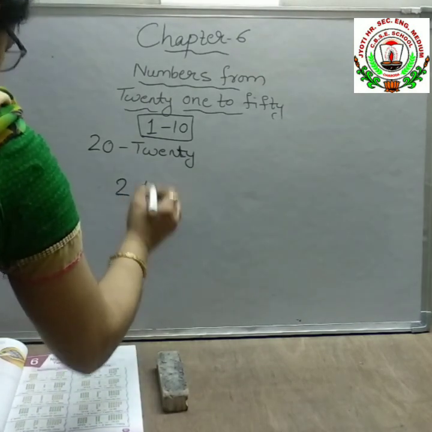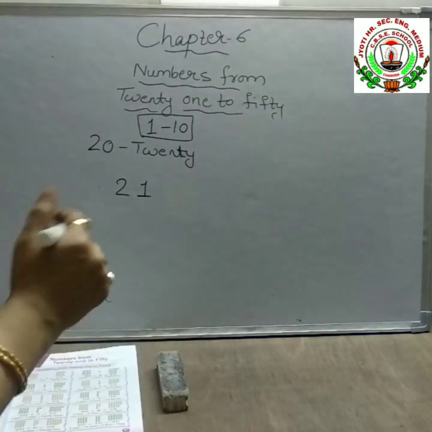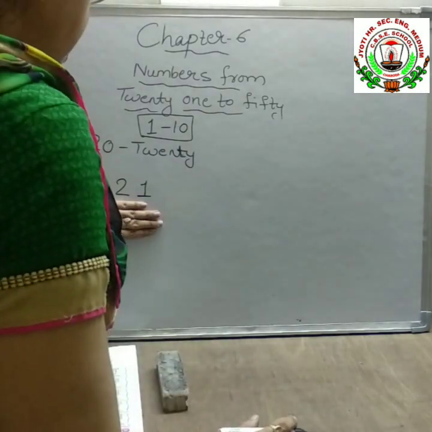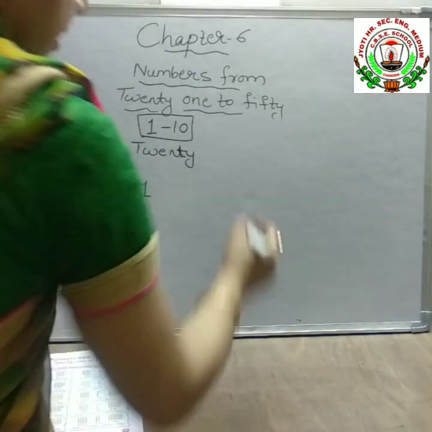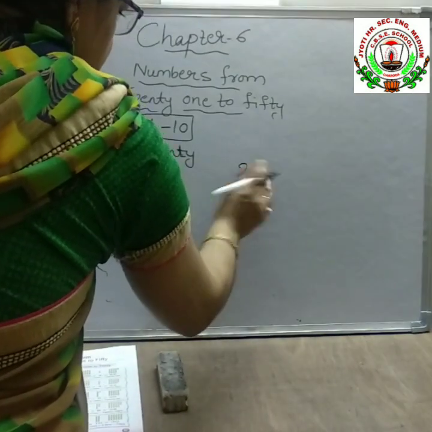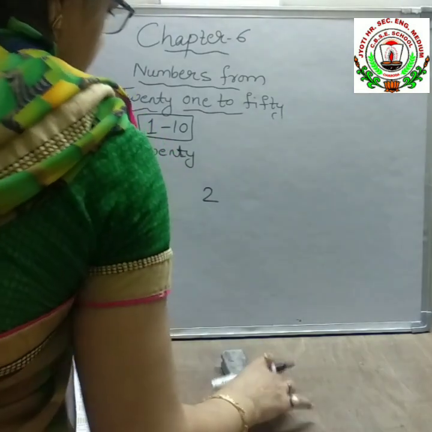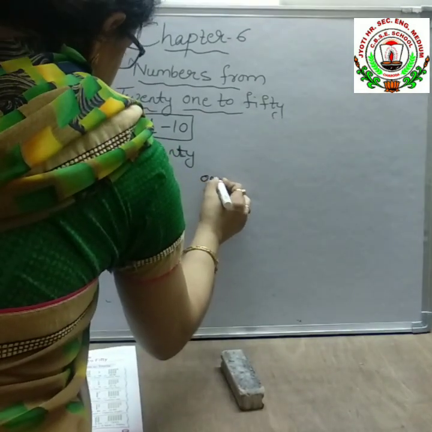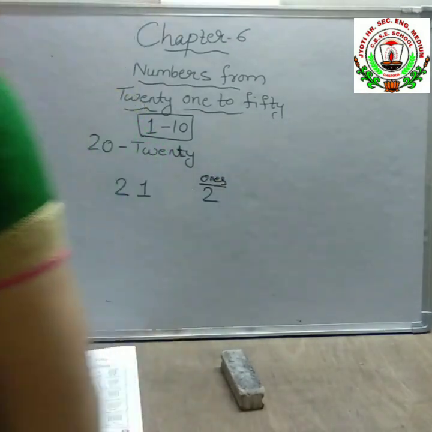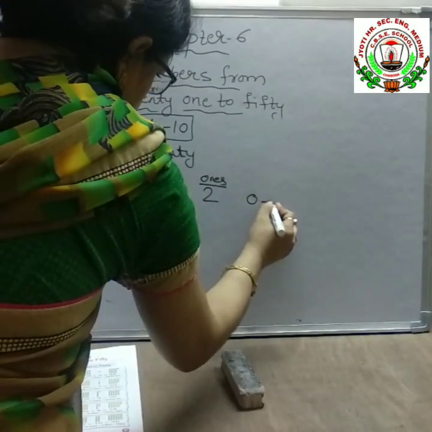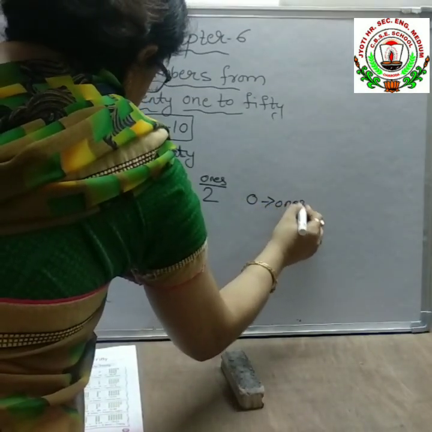I want to tell you the position or the place at which these numbers are. If it is a single digit number, suppose it is a 2, then the place is the ones place. For ones we are writing O. It is in ones place.